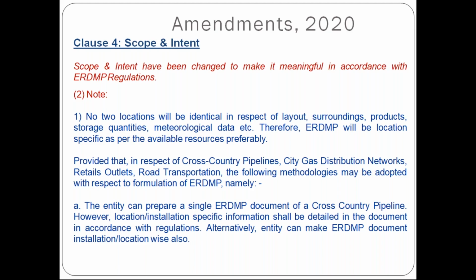In certain cases like cross-country pipelines, distribution networks, outlets and road transportation, the entity or the facility can prepare a single ERDMP, but the location-specific information can be detailed. The common facilities or the common operating points can be detailed in the documentation. Or if they want, they can have entity-specific ERDMP documents. So there can be either single or location-specific information, or the entity can make a single document.